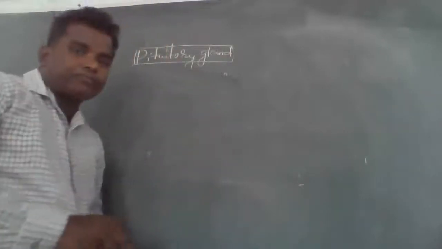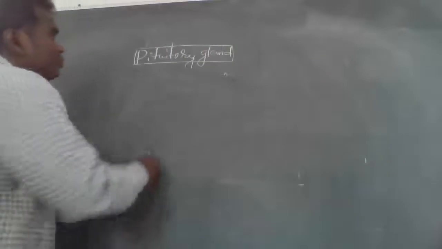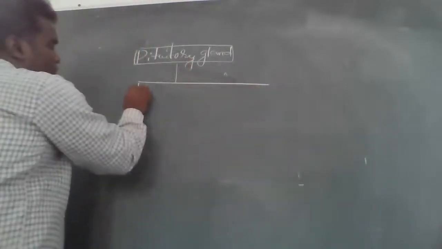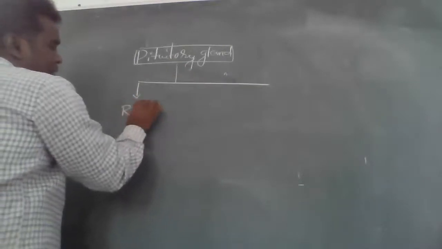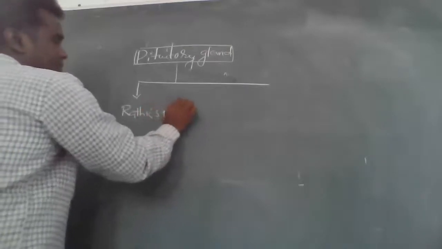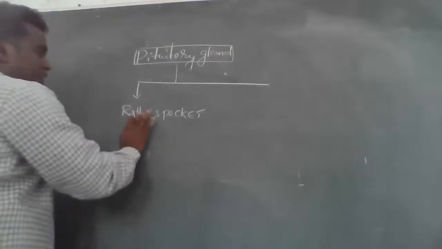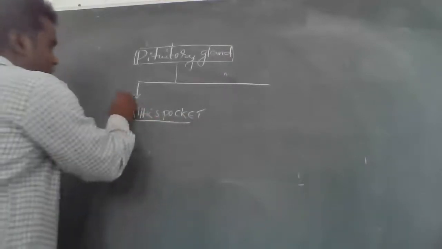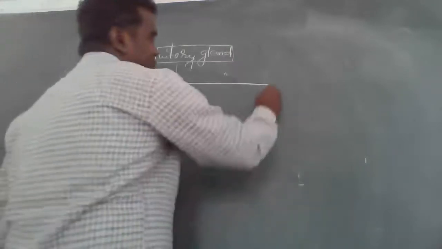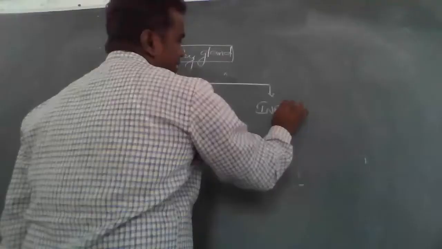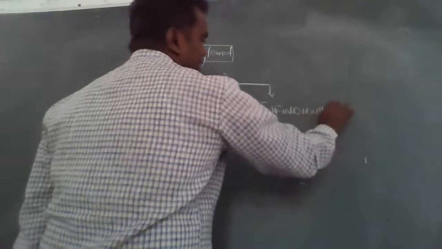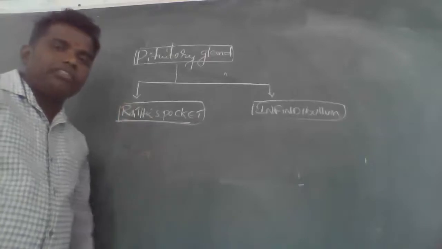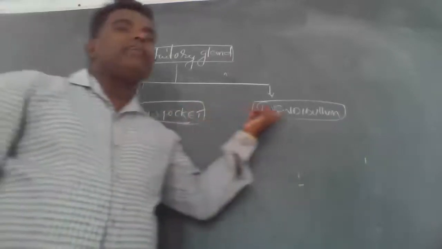Now, this pituitary gland has two parts. One is Rathke's pocket, spelled R-A-T-H-K-E apostrophe S pocket. The second part is called the infundibulum. So the pituitary gland has two parts: Rathke's pocket and the infundibulum.